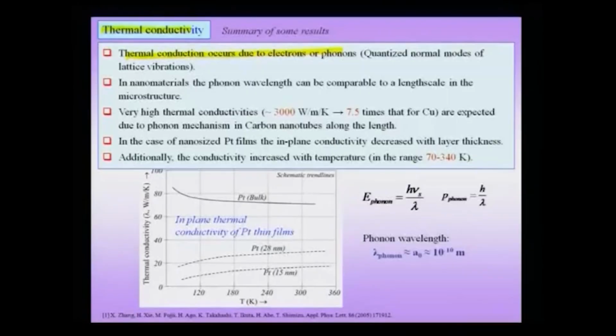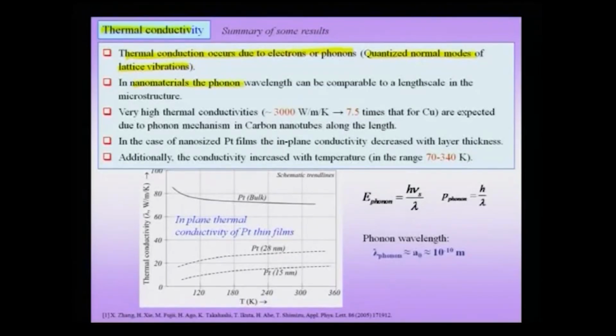And this phononic mode of conduction, as you know, phonons are quantized normal modes of lattice vibrations, and later on we will talk about plasmons in the context of optical properties. Plasmons are collective oscillations of electrons, while phonons are quantized collective oscillations of atoms, or we may call them lattice vibrations. In nanomaterials, the phonon wavelength can be comparable to the length scale of the microstructure, or in the case of a nanoparticle itself. Okay. So, this is an important point.